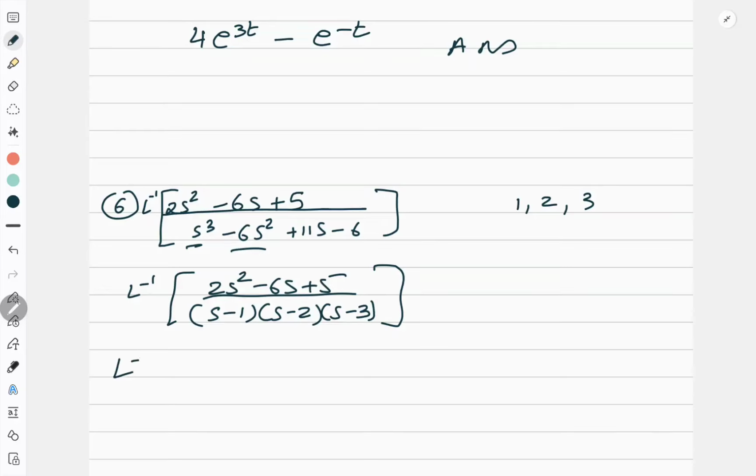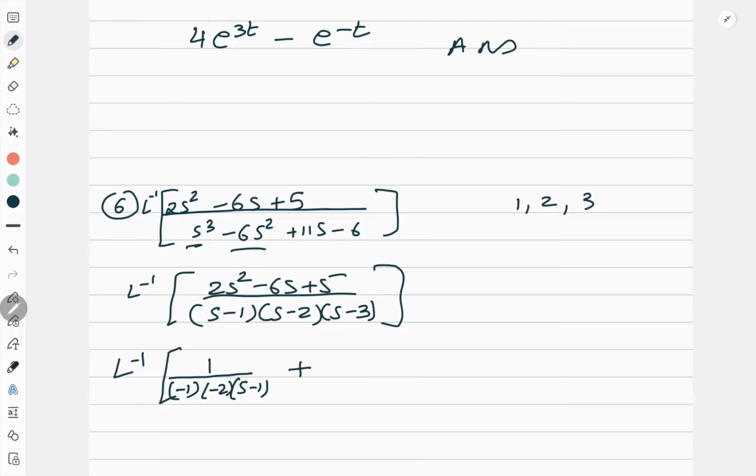So this also becomes case 1. Right, now put s is equal to 1 first. When you put s is equal to 1, what will you get in the numerator? 2 minus 6 is minus 4, plus 5, 1. So 1 upon 1 minus 2 is minus 1, 1 minus 3 is minus 2, and s minus 1.